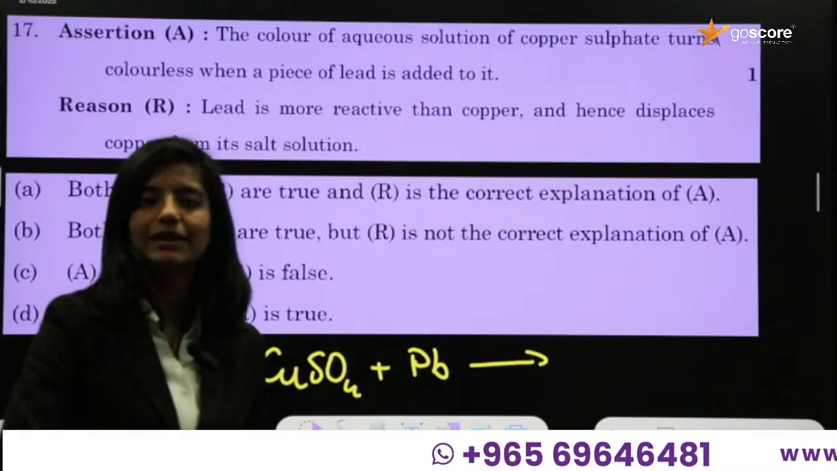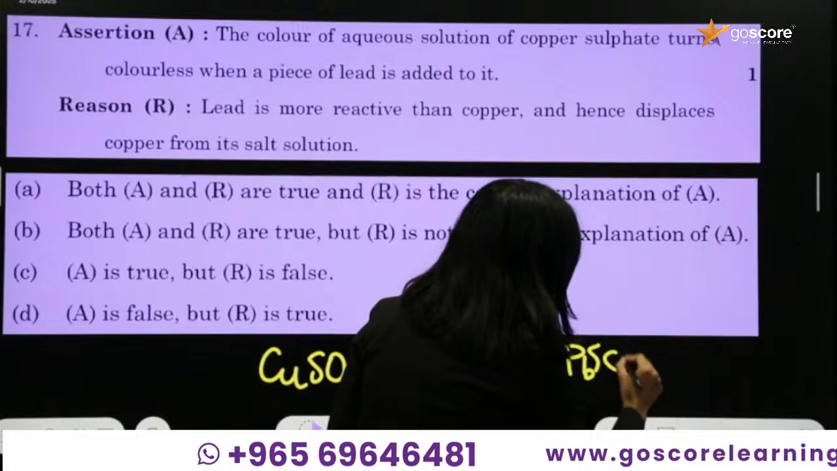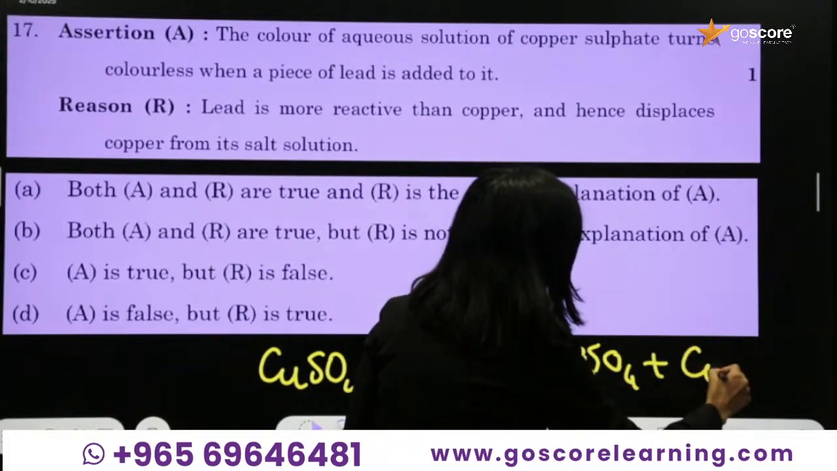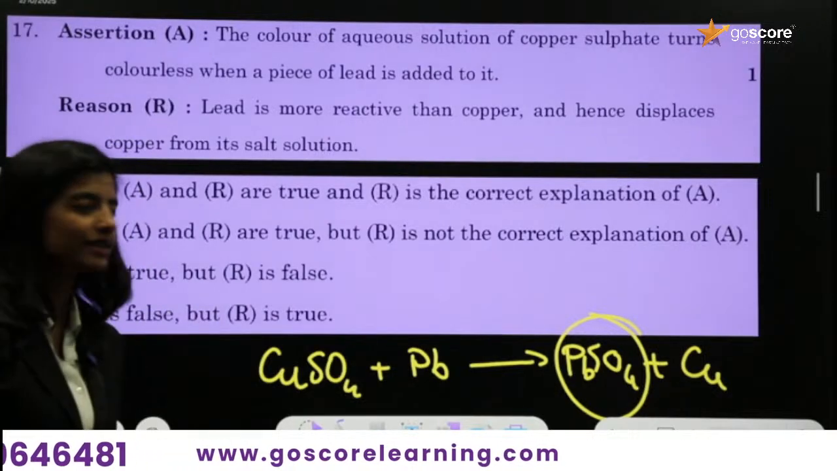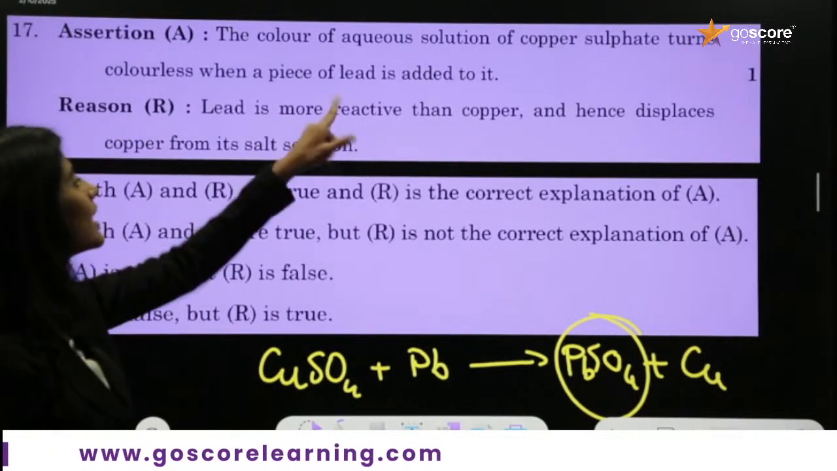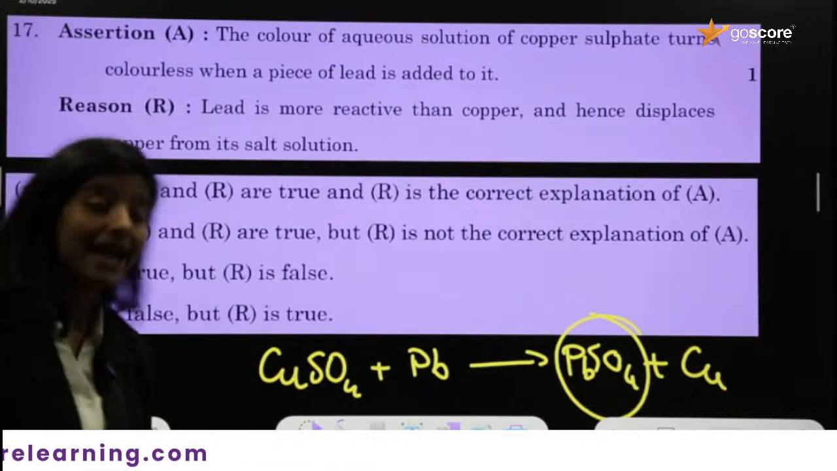So displacement reaction takes place and becomes PbSO4 and the copper, and definitely PbSO4 is colorless. Okay, that will be giving you the right answer for the assertion. The color of the aqueous solution of copper sulfate turns colorless when the piece of lead is added to it.